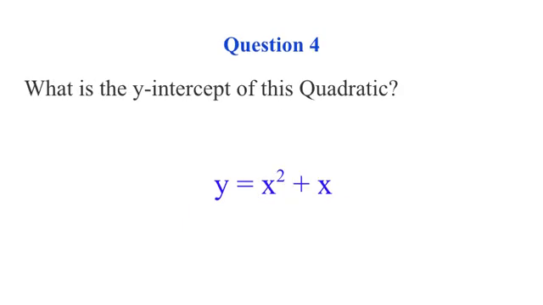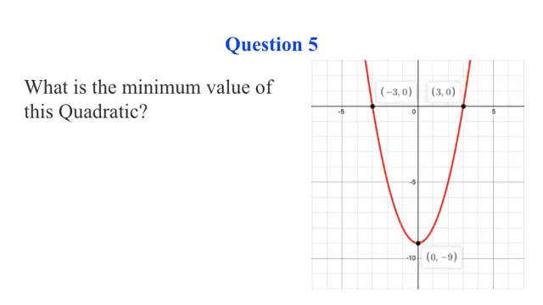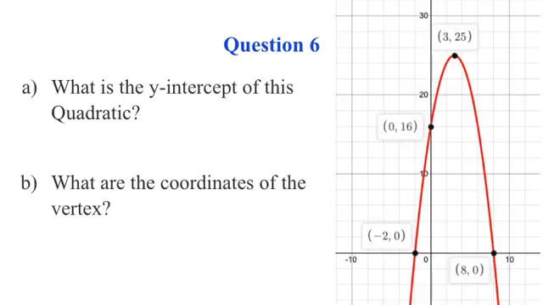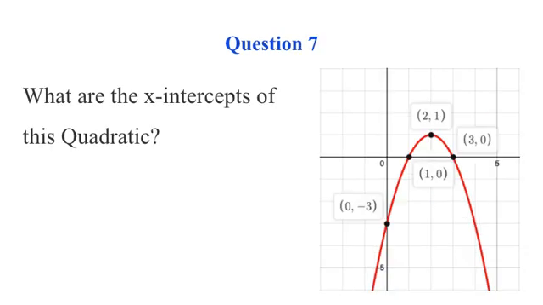Question 4. What is the y-intercept of this quadratic? y equals x squared plus x. Please provide your answer. Question 5. What is the minimum value of this quadratic? Please provide your answer. Question 6. A. What is the y-intercept of this quadratic? Next. Please provide your answer. B. What are the coordinates of the vertex? Please provide your answer. Question 7. What are the x-intercepts of this quadratic?